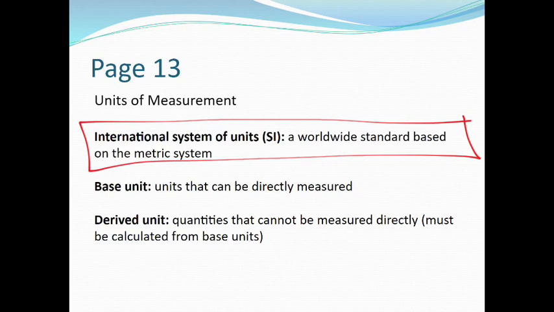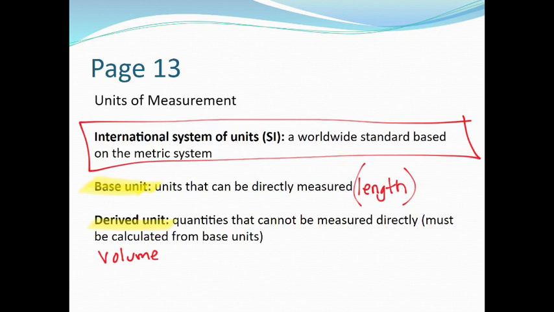Basically, not all units are created the same. And once again, this isn't something I'm going to test you on, but understand that there's something called a base unit, like length, which is something that you can directly measure. You can take a ruler and measure the length of a textbook or a piece of paper or anything. But there's also a type of unit called a derived unit that you can't actually measure directly, but you can calculate it from some other base units. And an example of that is volume.